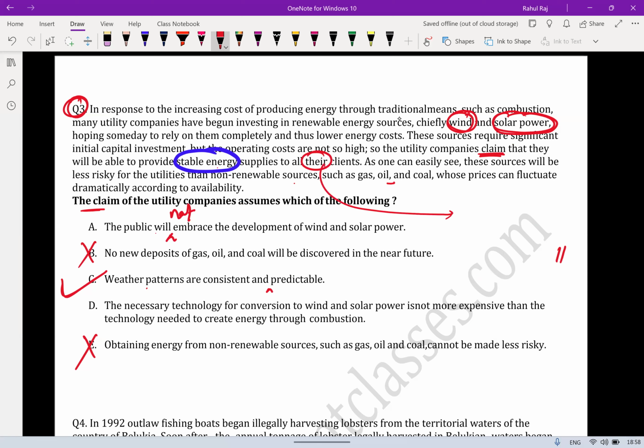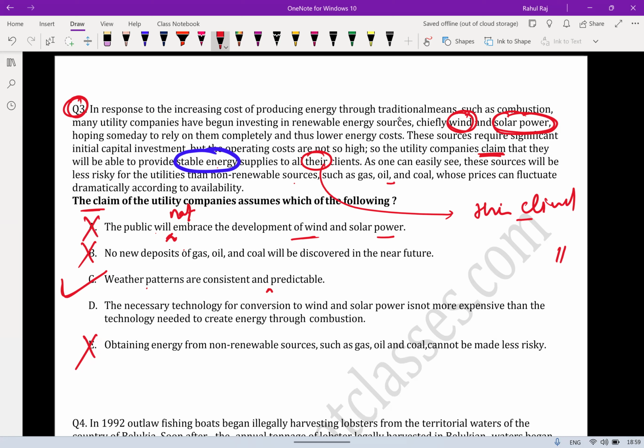They are only bothered about their clients. Please understand, they are not bothered whether the public embraces the development of wind and solar power or doesn't embrace it. How does it matter to them? They have their own clients. They want their clients to be in a very safe position. It does not matter whether the general public embraces the development or not. It makes no sense to the claim at all. So absolutely, even remotely, it is not connected with the claim.